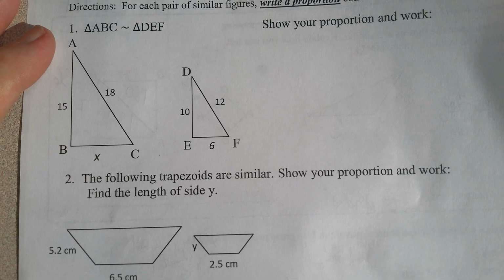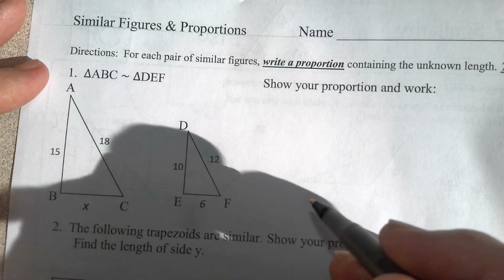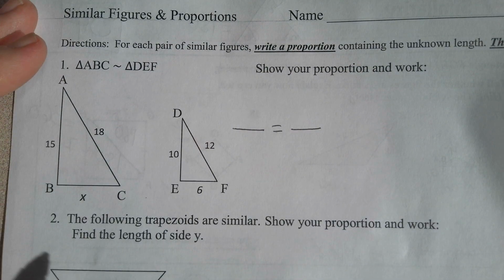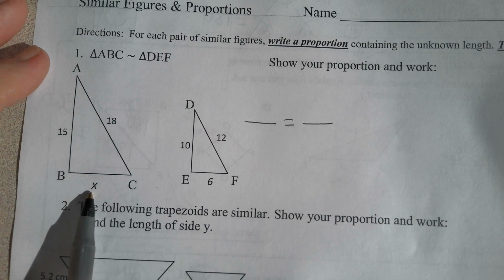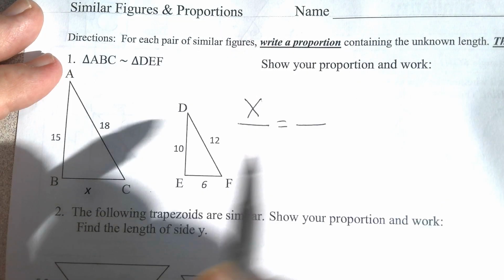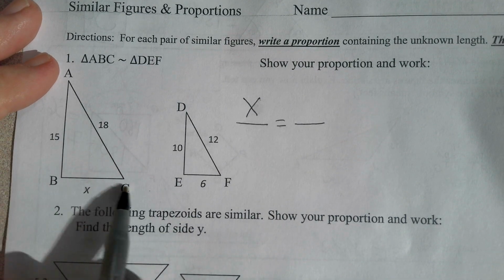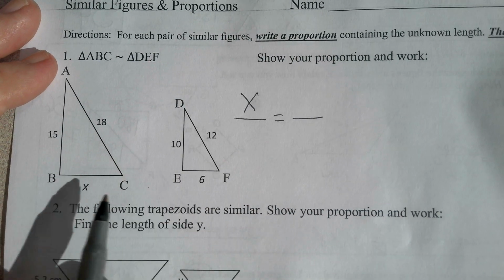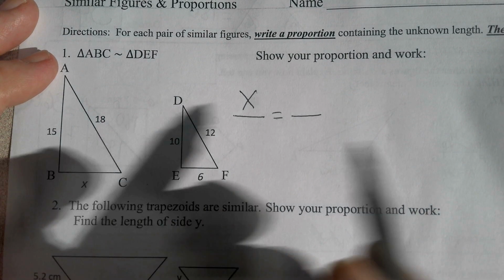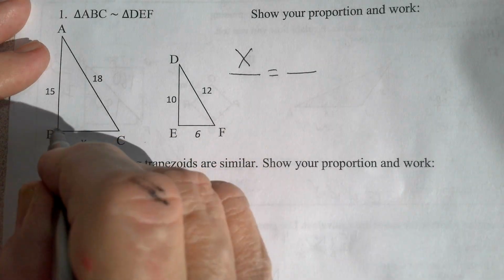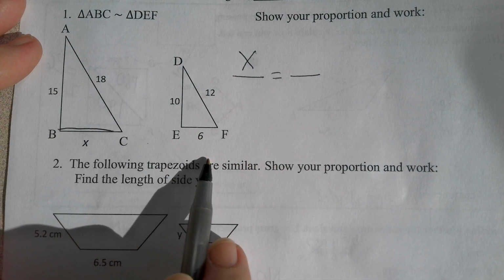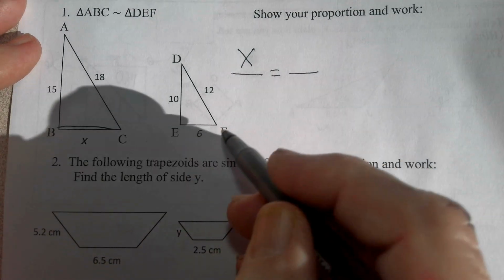And I'm going to help you set up the proportion, and then you're going to solve it. So on this one, okay, we're looking for what side? We're looking for the x. So for sure, I have to bring in x. What's the corresponding side to BC over here? Here's the x. What's the corresponding side to this BC? This EF, yeah, it is the 6.